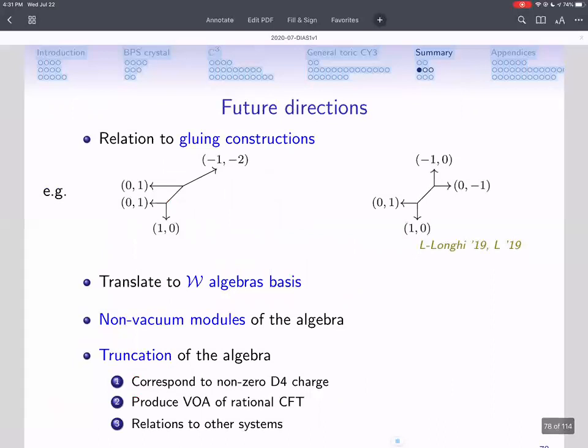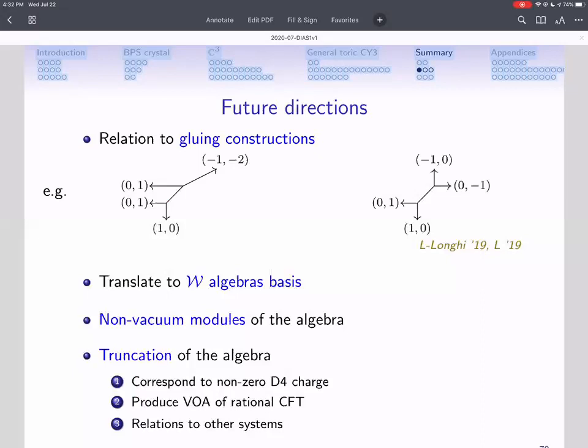For the future directions, first it would be interesting to go back to the gluing construction, to see whether we can use this result to help us finish the gluing construction and make it work for an arbitrary toric Calabi-Yau. Also it'd be interesting to translate to the W basis, and to study some non-vacuum module of the algebra. To bootstrap the algebra, we only needed a vacuum module.